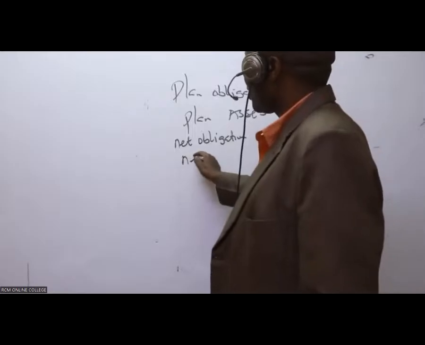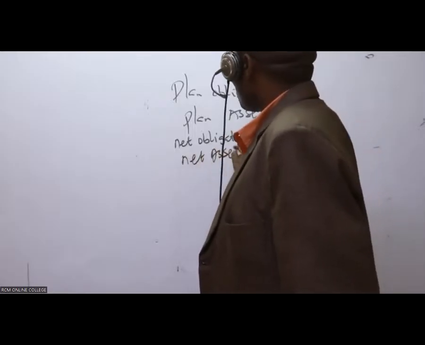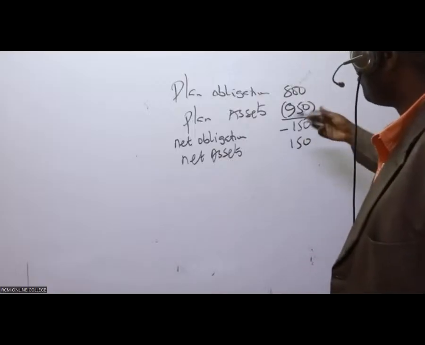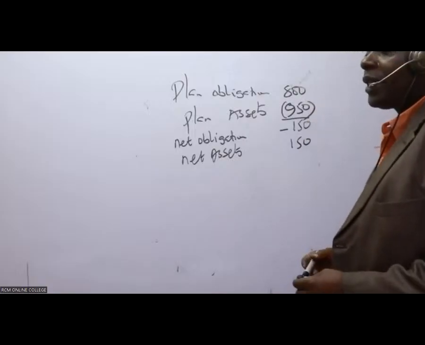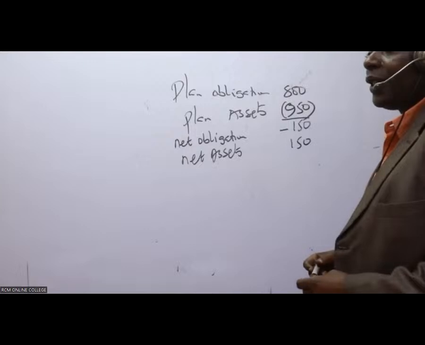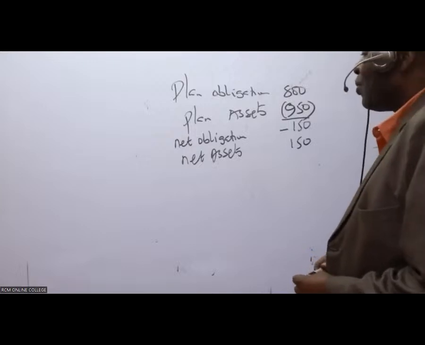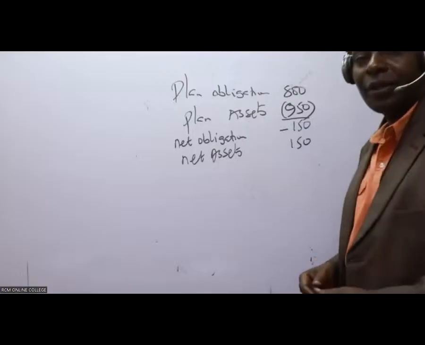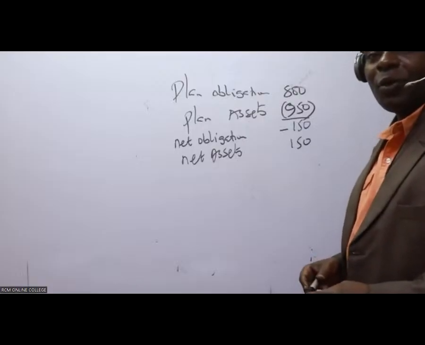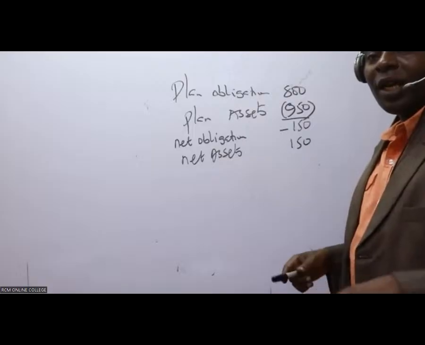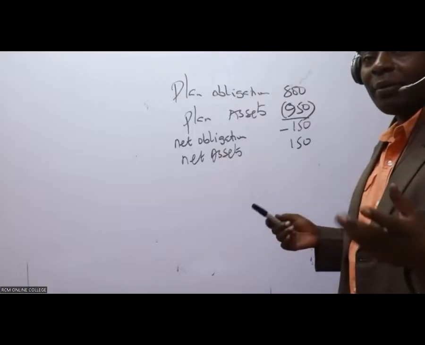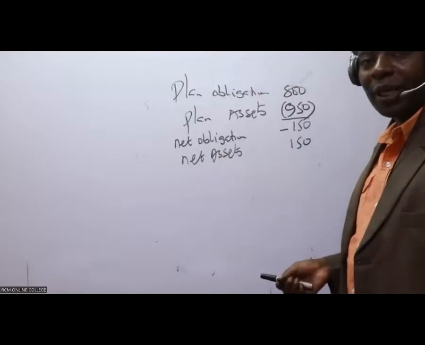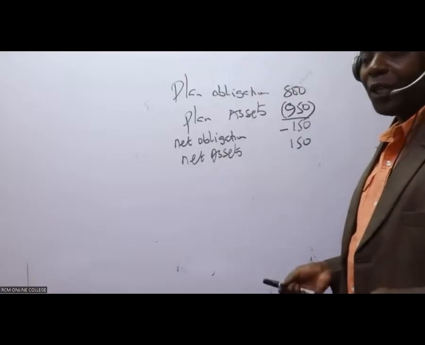So basically, net obligation negative, that is the same as what here? Net assets. So we have net assets worth 150. Basically, the assets are more. Whenever assets are more, ladies and gentlemen, that is a risk. People will start saying that now we are doing very well, let's even increase the pension amount to the retirees. And then you get into problems as a pension plan, a pension scheme.